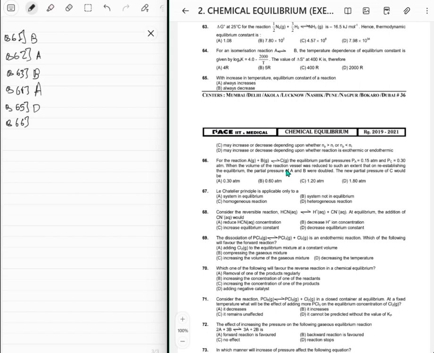So the new partial pressure of C would be... wait a second. Partial pressures of A and B were doubled. You didn't give us anything about the partial pressure of B though. But you did say both of them were doubled, so it was still in the same ratio. Okay, if A and B would have been both equal in moles, then this might actually work out.